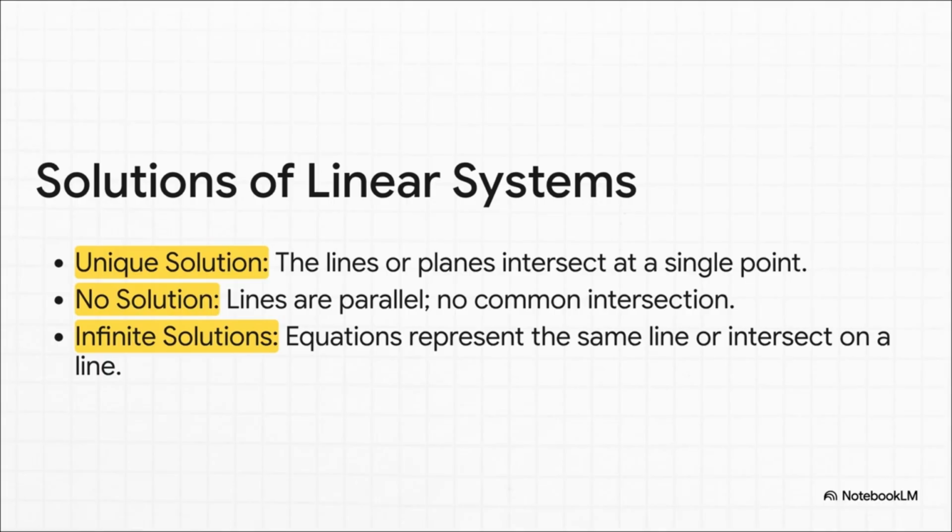When you solve a system of linear equations, what you're really doing is finding out where the lines or planes meet. And when you think about it geometrically, there are only three things that can happen. They cross at one single point, giving you a unique solution. They're parallel and never ever cross, which means no solution. Or they're actually the exact same line, giving you infinite solutions.